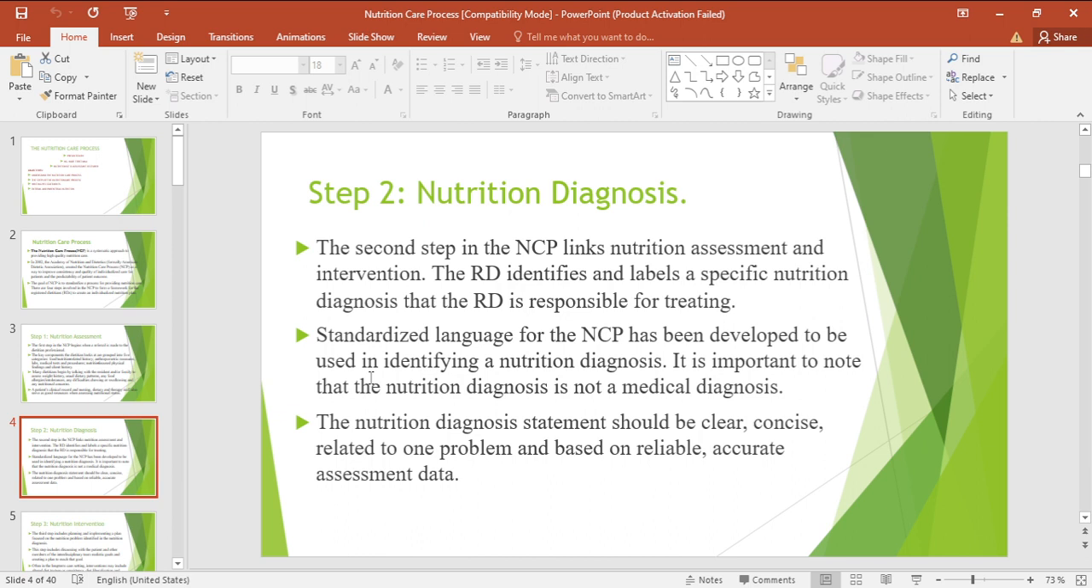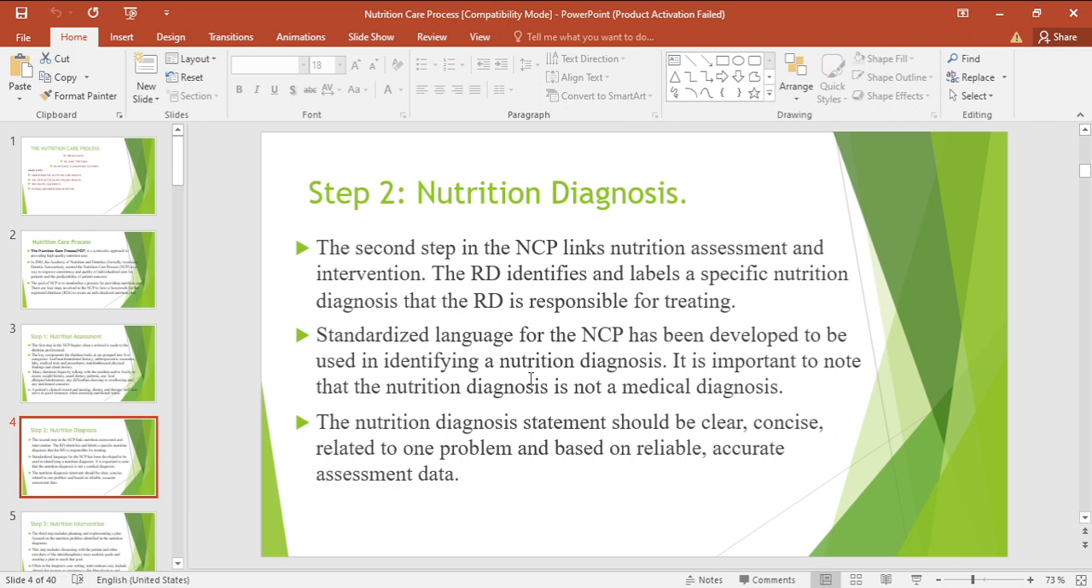The second step is the nutrition diagnosis. Once you have finished assessing the patient, the next step is to diagnose what this patient is suffering from. And this one leads to nutrition intervention. The registered dietitian will identify and label a specific nutrition diagnosis that the dietitian is responsible for treating. And here we have to make sure that standardized language is used, which has also been developed for identifying a nutrition diagnosis.